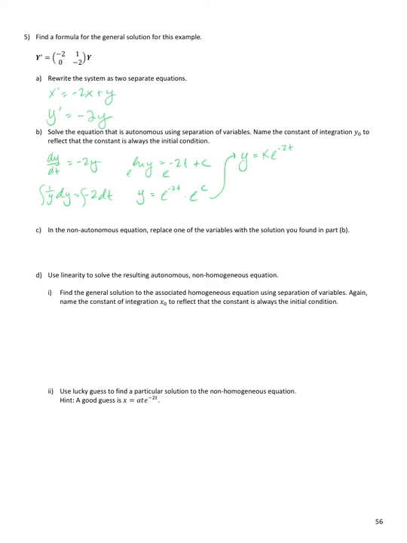And then this is what this sentence is about, naming the constant of integration y naught. If you plug 0 in for t into this general solution, you get k. So they're saying instead of naming it k, let's call it y naught, y sub 0, to reflect that it's always the initial condition. So y of t is going to be y naught e to the negative 2t.